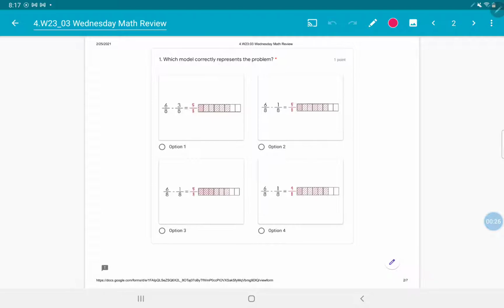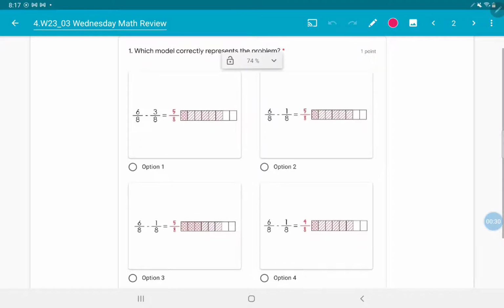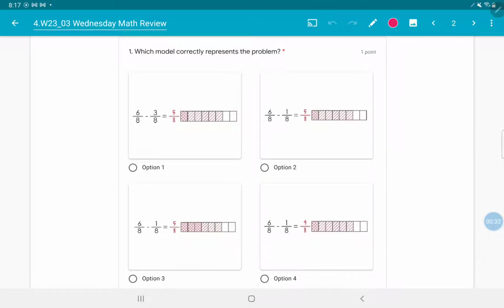So if we're going to add or subtract fractions, what has to be the same before we can do anything? What has to be the same, Olivia? The bottom number. The denominator has to be the same. And in all 4 of our options, the denominator is 8. So we're ready to subtract. The first one, we have 6/8 minus 3/8. What is 6/8 minus 3/8, Cash?